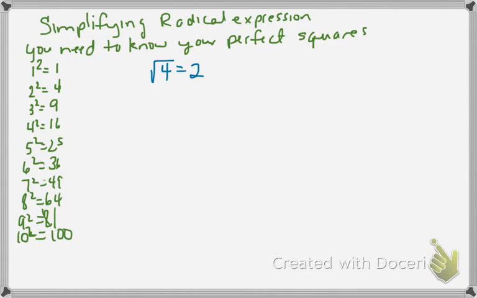I got you started with the square root of 4. Go back and do square root of 0 and square root of 1 and go all the way up to 100. Now remember, you're only going to focus on your perfect squares. Then when you're done with that, turn the video back on.